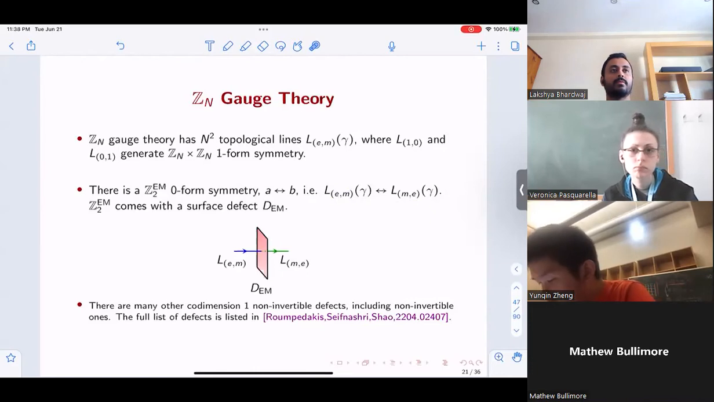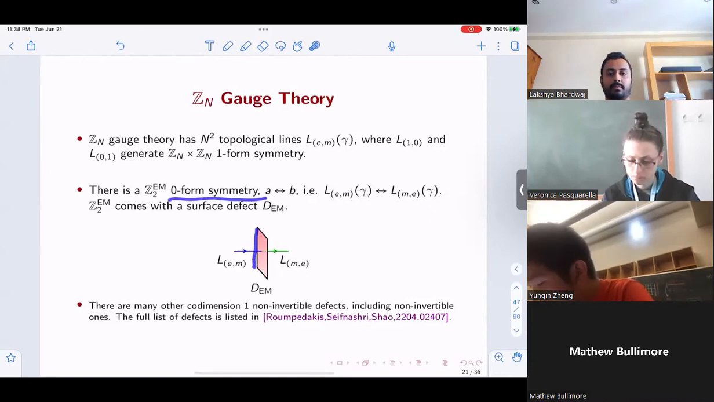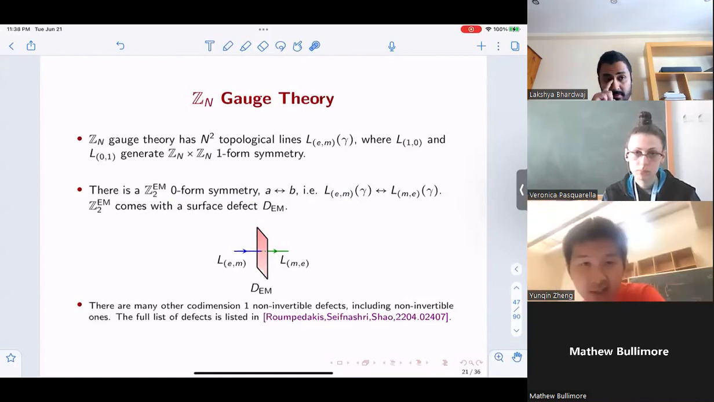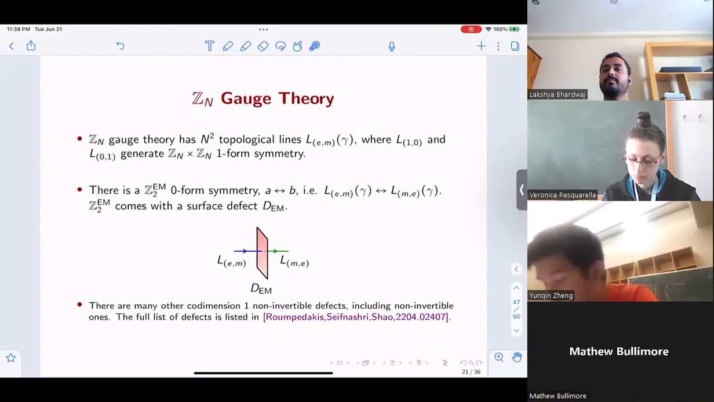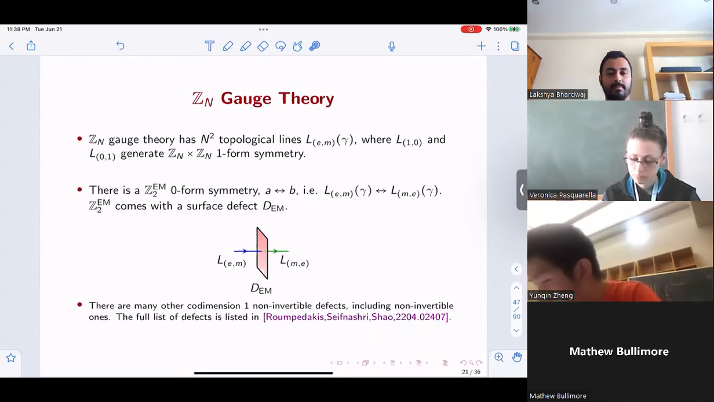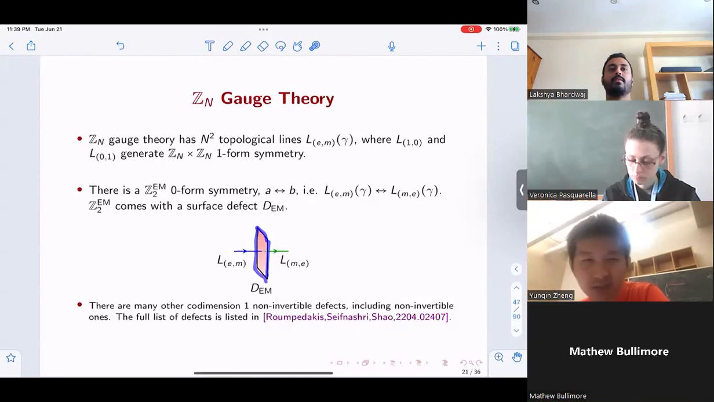Pictorially, this zero-form symmetry defect, which is a codimension 1 defect, a surface, acts on the line like this. When an (E, M) line comes in from the left, an (M, E) line goes out on the right. I have to say that there are many other codimension 1 defects in this Zn gauge theory, and most of them are non-invertible. The full list of defects has been studied in this not very nice paper. But in this talk, I'm only going to focus on this simple invertible codimension 1 surface.